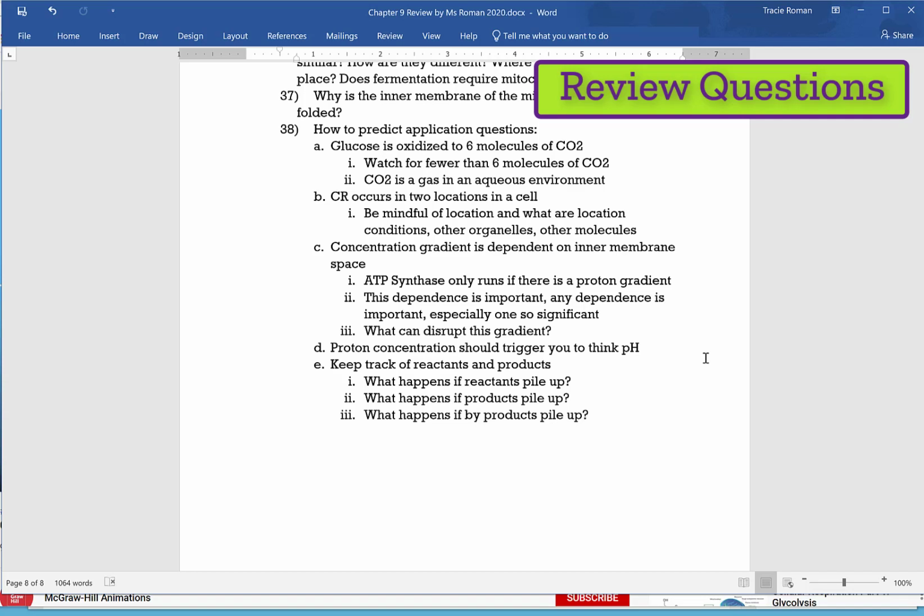What if your reactants cannot participate in the reaction? What happens when the reactants are just sitting around? Are they really, really reactive? Are they going to shut other processes down? So these are things that you should look for when trying to anticipate application questions. In general, think about what can go wrong, what can pile up, what can be distorted.